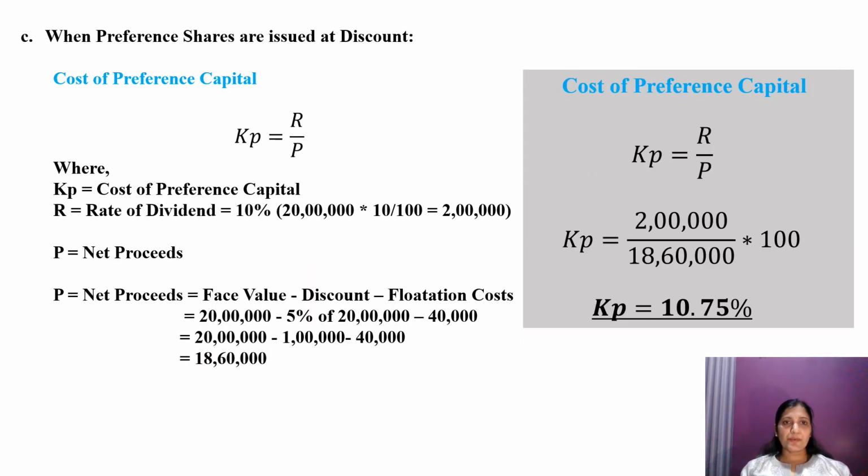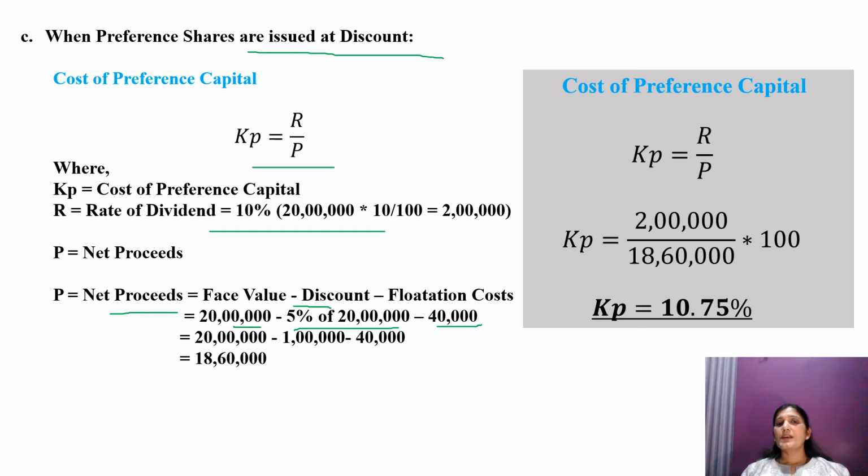So the last one, when preference shares are issued at discount. All these will remain same. The formula, rate of dividend, only thing is net proceeds. It is face value minus discount minus flotation cost. So face value is 20 lakhs minus discount, which is 5% of 20 lakhs. Minus flotation cost. See here the flotation cost is rupees 2 per share.